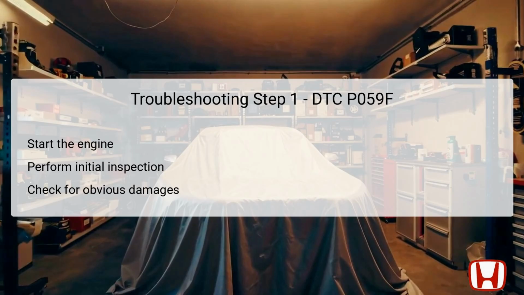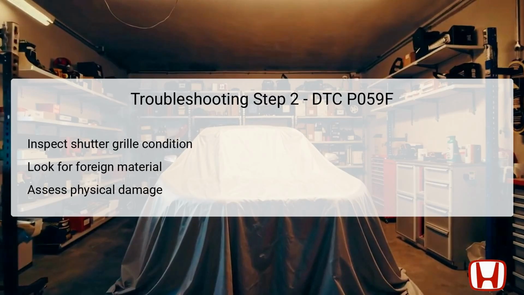If the external inspection reveals no visible damage, you will proceed to check the electrical and operational aspects of the shutter grille system. In this second troubleshooting step, focus on assessing the condition of the shutter grille. Carefully examine the assembly for any foreign objects or materials that may hinder its operation. This can include debris, dirt, or anything that could block its movement. Check for physical damage that could impede function, like bent components or loose fasteners.